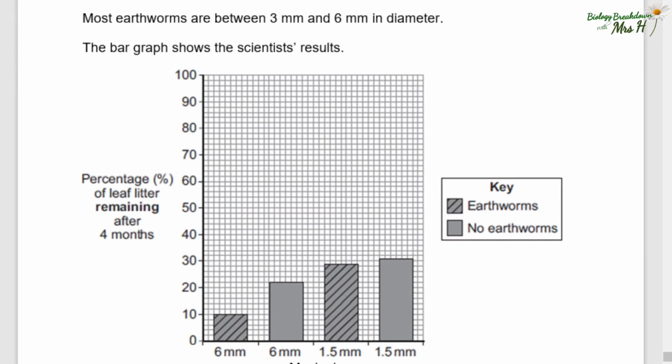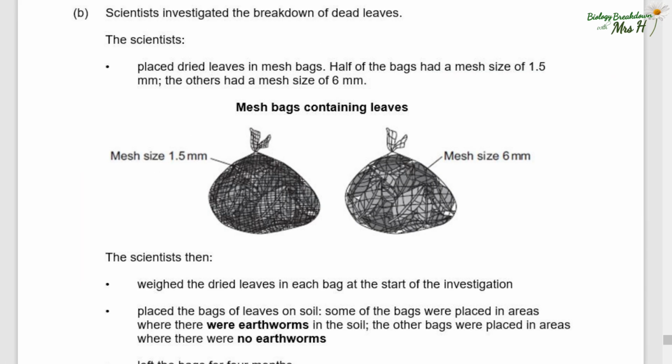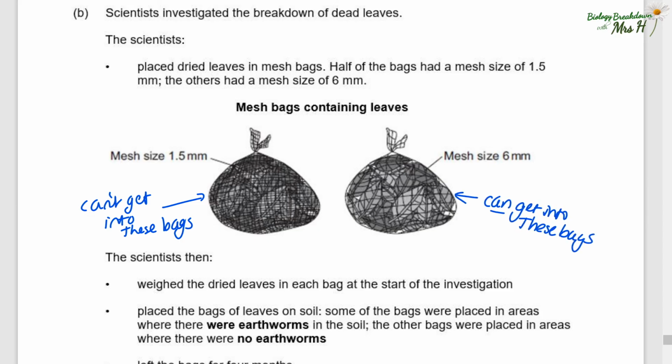Most earthworms are between 3 millimeters and 6 millimeters in diameter, so that's quite handy to know, because if we look over at our mesh bags, most of these worms are going to be way too big to fit through the holes of the mesh size of 1.5 millimeters, so they're not going to get into this bag and eat the leaves. The 6 millimeter mesh is big enough for most of the worms to get in, so the worms can get into those bags and eat some of the leaves.